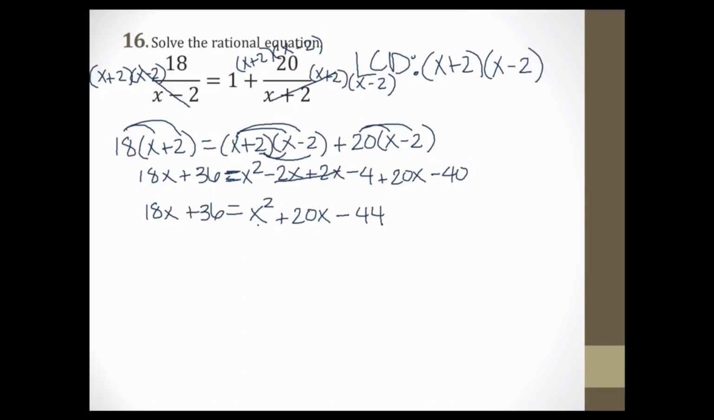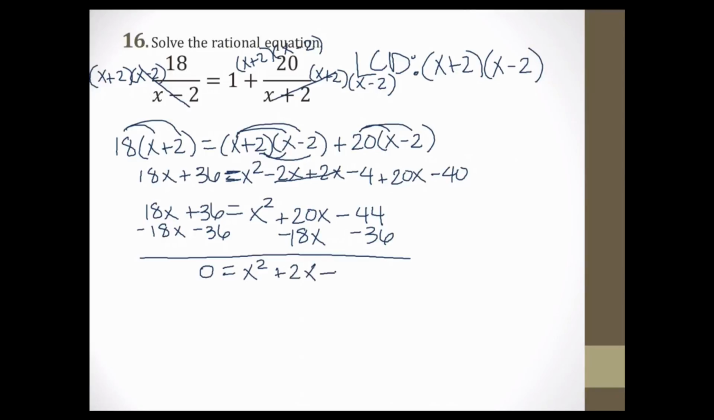So I want to solve this quadratic, so I need to set everything equal to 0. And so I'm going to subtract 18x and subtract 36. And I'm going to subtract it on the other side of the equal sign. Okay, so then I'm going to have 0 equals x squared plus 2x minus 80. So now I have a trinomial that I want to factor.